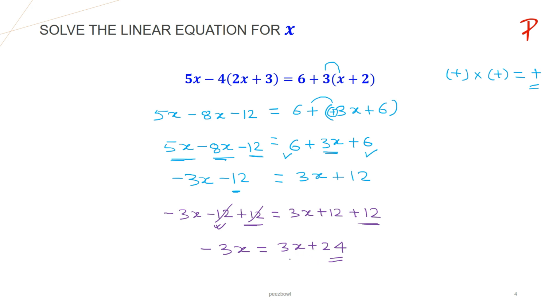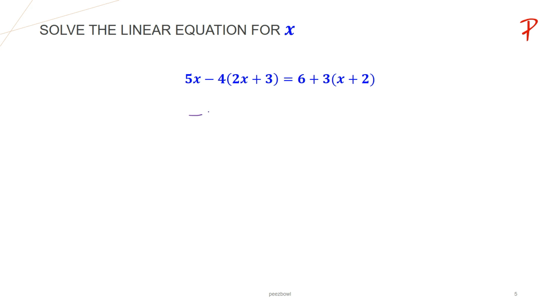So now I have to remove 3x from the right hand side. How we are going to do it? Let us see on the next slide. So we have arrived so far, minus 3x is equal to 3x plus 12. In order to remove 3x, we are going to subtract 3x from both sides. So on the left hand side we have minus 3x minus 3x is equal to 3x minus 3x plus 12.